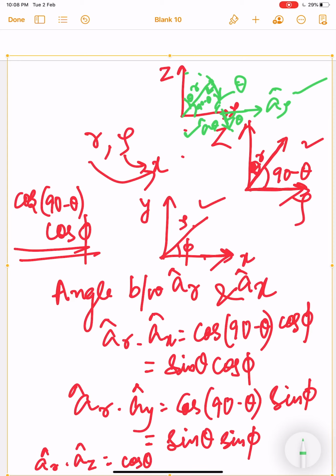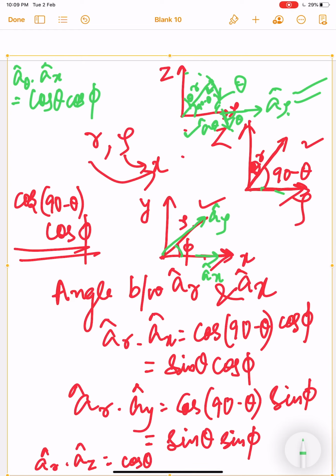And suppose I write over here cos theta, because that's the angle between my a theta cap and a rho cap. Then next, between a rho cap and my ax cap, the angle is phi. So I'll multiply cos phi over here. So basically I'll say a theta cap dot ax cap is cos theta into cos phi.